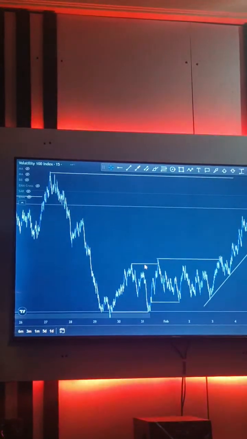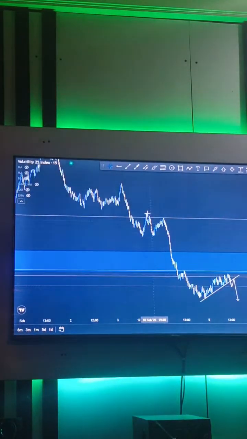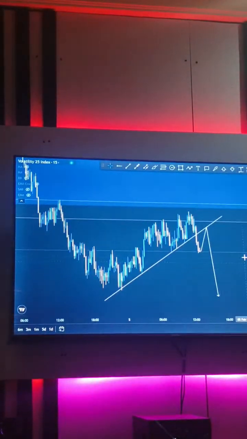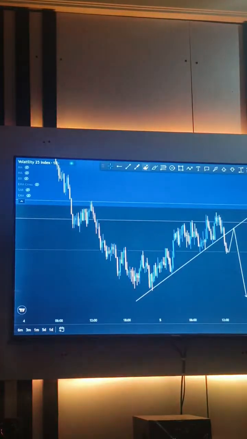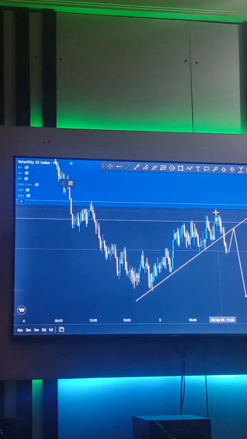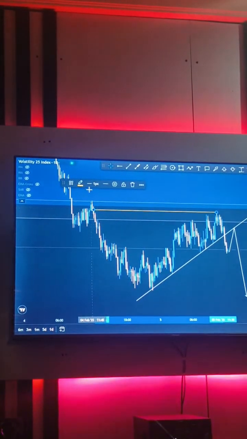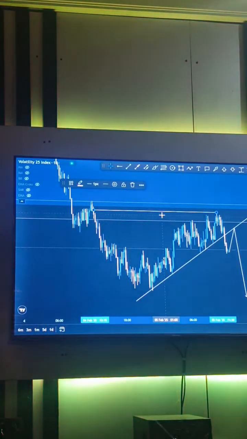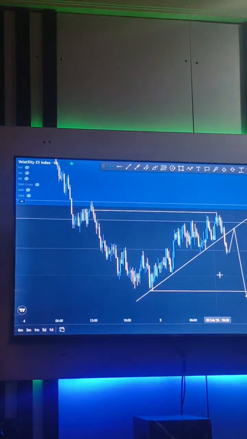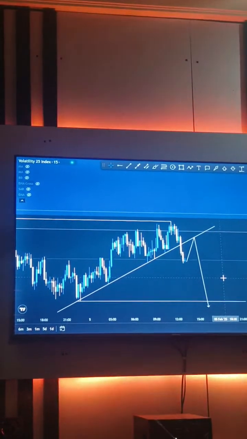So let's wait for V25 for a retest. We are waiting for a retest on volatility 25 before we can enter the market.